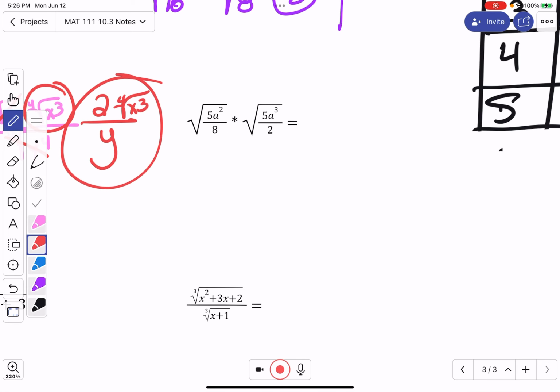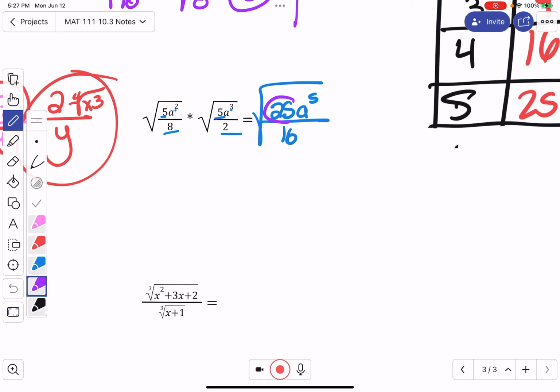All right, next problem here, we multiply. 5 times 5 is 25. A squared times a to the 3rd is a to the 5th. And 8 times 2 is 16. That's all in a radical. Now we can break it. Square root of 25 is 5. Square root of 16 is 4. A to the 5th.